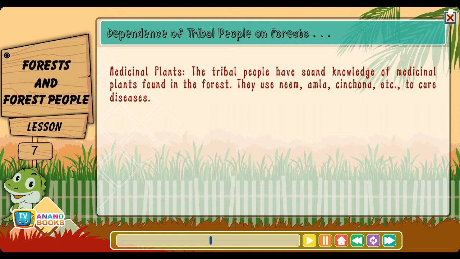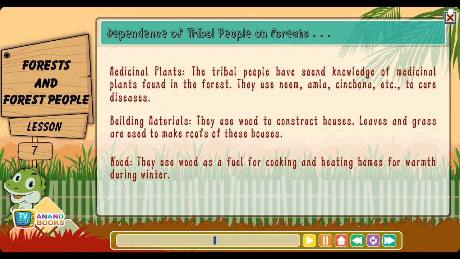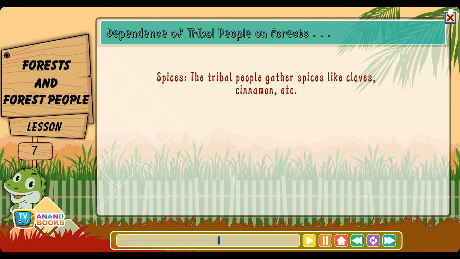Building materials. They use wood to construct houses. Leaves and grass are used to make roofs of these houses. Wood. They use wood as a fuel for cooking and heating homes for warmth during winter. Spices. The tribal people gather spices like cloves, cinnamon, etc.